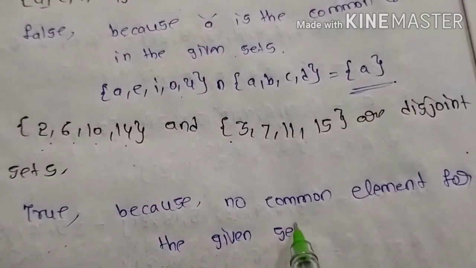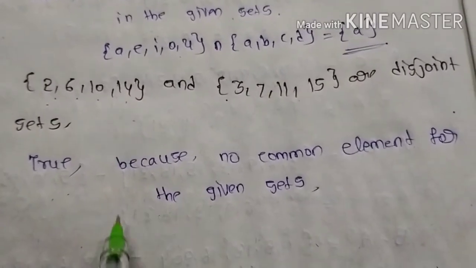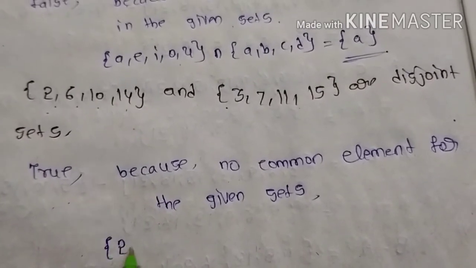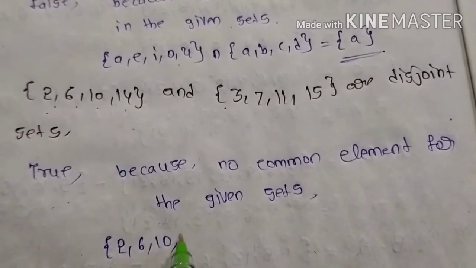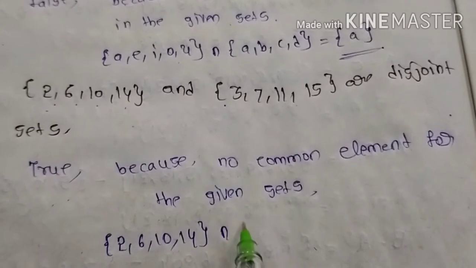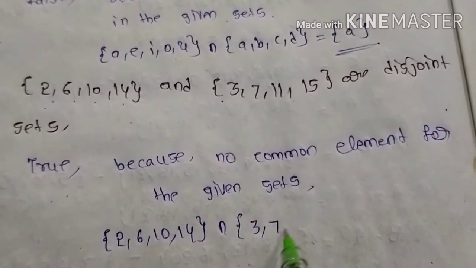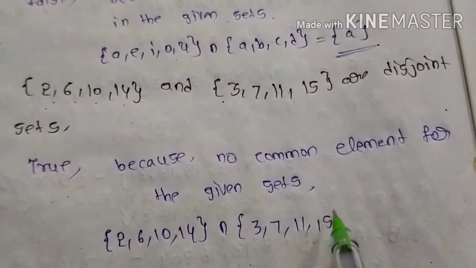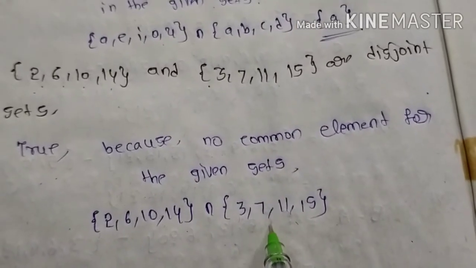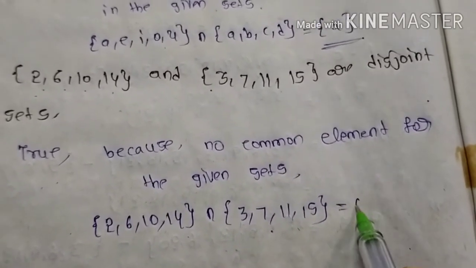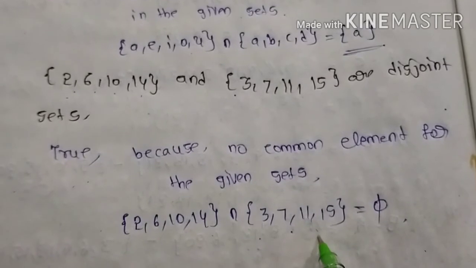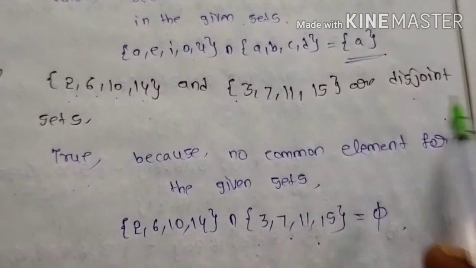Yes or no? Yes. If you want, you can write here, see, {2, 6, 10, 14} intersection {3, 7, 11, 15}. See, there is no common element, or not? So you can write the intersection as empty set. So these two sets are called disjoint sets.